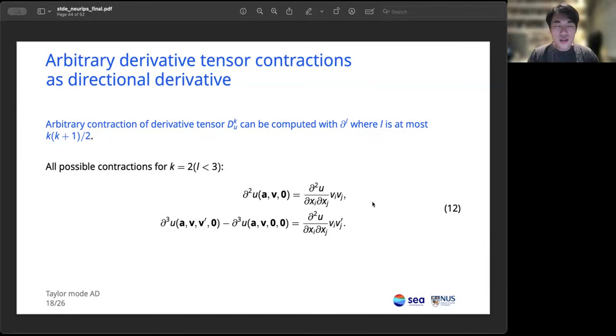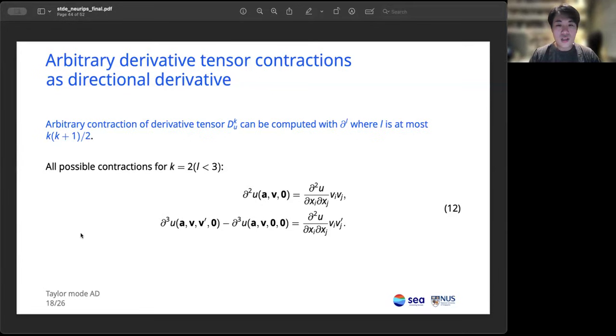So if you want to compute just this kind of bilinear form, v transpose Hessian then v, this is the correct input for the high order directional derivatives. So you just set the primal to A, and first order input tangent to V, and the second order to 0. For contraction with different input directions, this is the correct one. So notice that here we need to go to third order directional derivatives.